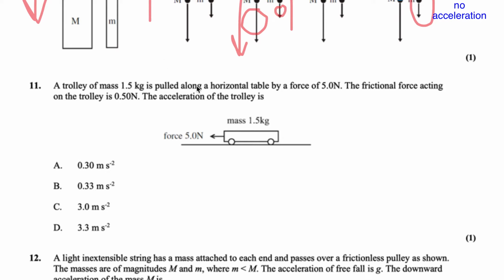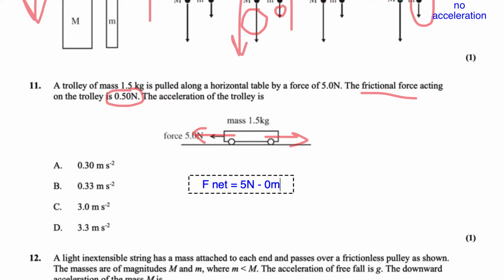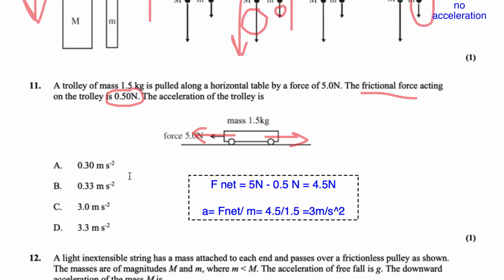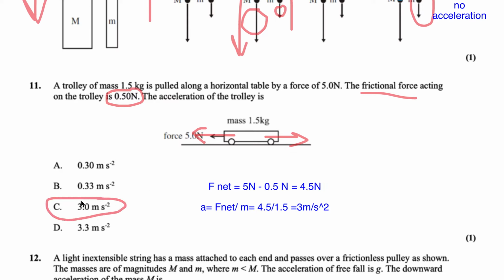For question 11, they told you it's pulled along by a force of 5 newton, and there's also a friction force of 0.5 newton in the other direction. So Fnet equals the larger force minus the smaller force, which equals 4.5 newton. Acceleration equals the net force divided by mass, which is 4.5 divided by 1.5, equals 3 meters per second squared. I will just choose C here. Just read the questions carefully. Don't forget the additional friction force, although they didn't label it on the diagram.